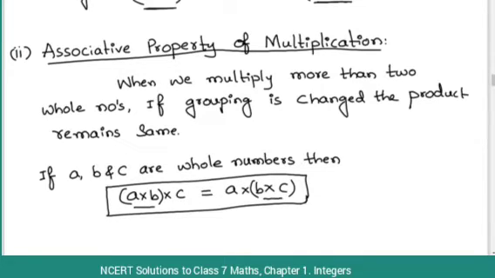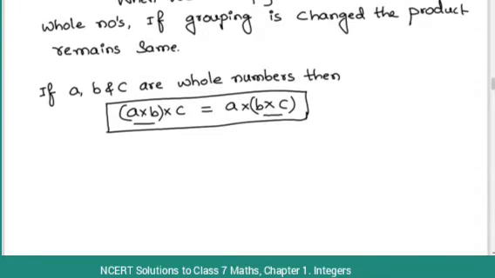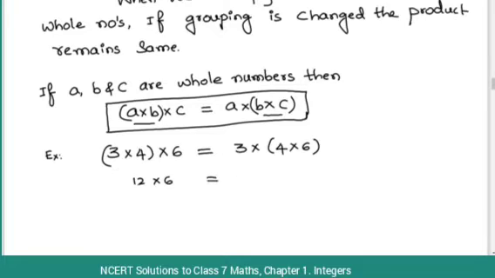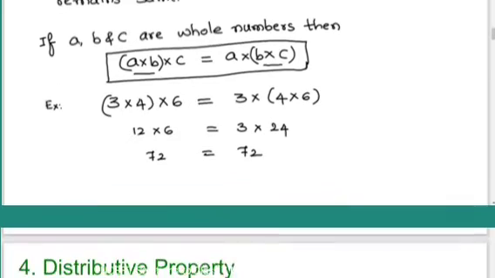A as 3, B as 4 and C as 6. Then it will be (3 × 4) × 6 is equal to 3 × (4 × 6). So I will solve this. 3 × 4 is 12, times 6 is 72. 4 × 6 is 24, times 3 is 72. So both answers are the same. Then this property holds good for the associative property of multiplication.